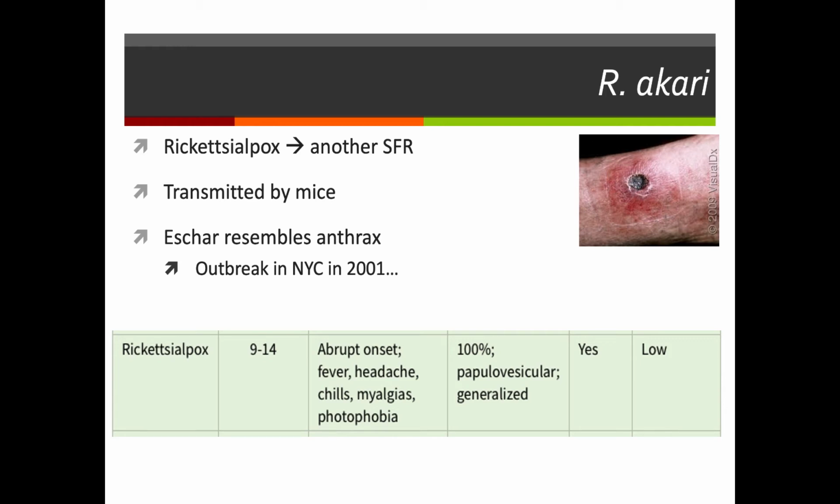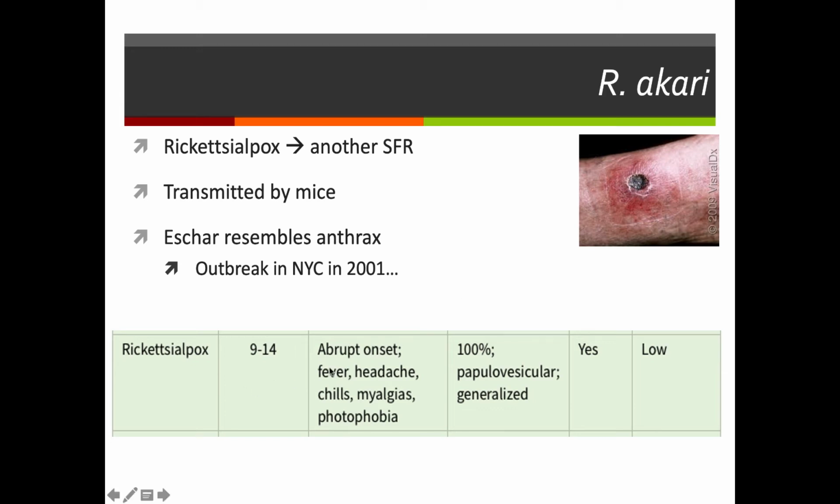Hopefully you can appreciate the panic that set in New York City in 2001, especially late 2001, when people started developing black eschars on their body. So rickettsial pox, the symptoms are going to develop 9 to 14 days after the mite bite.